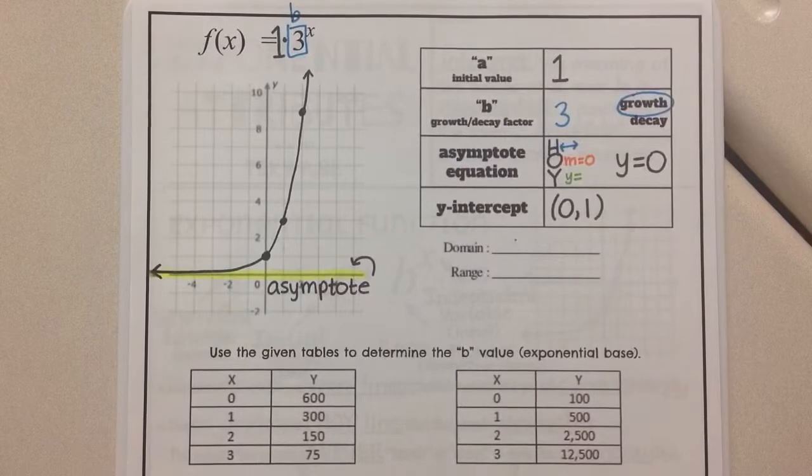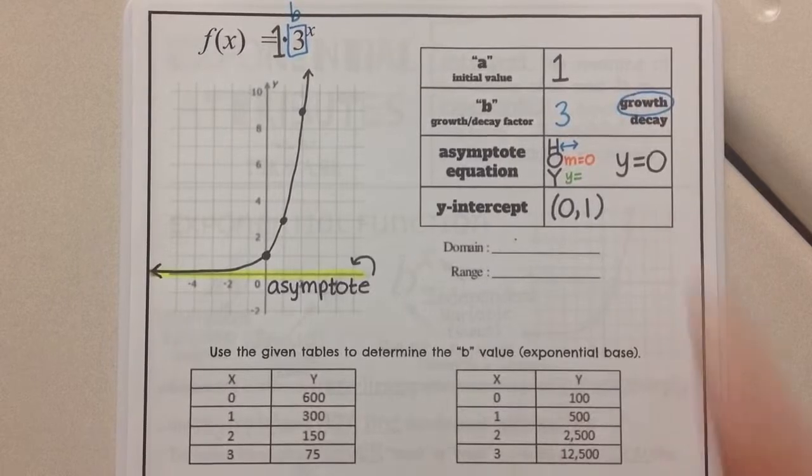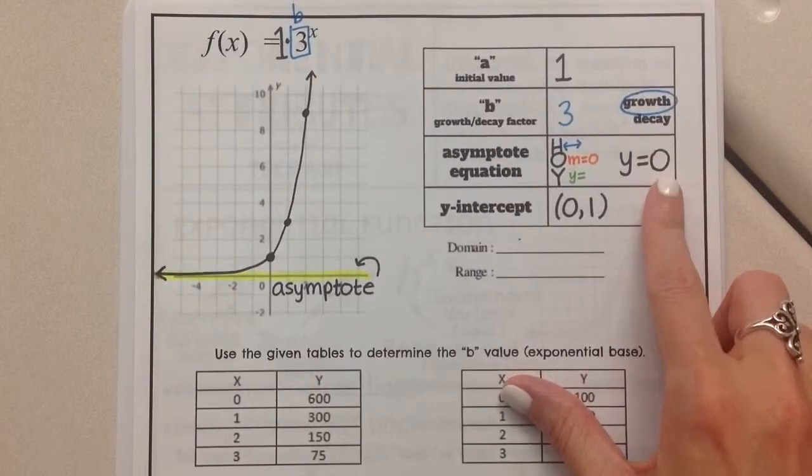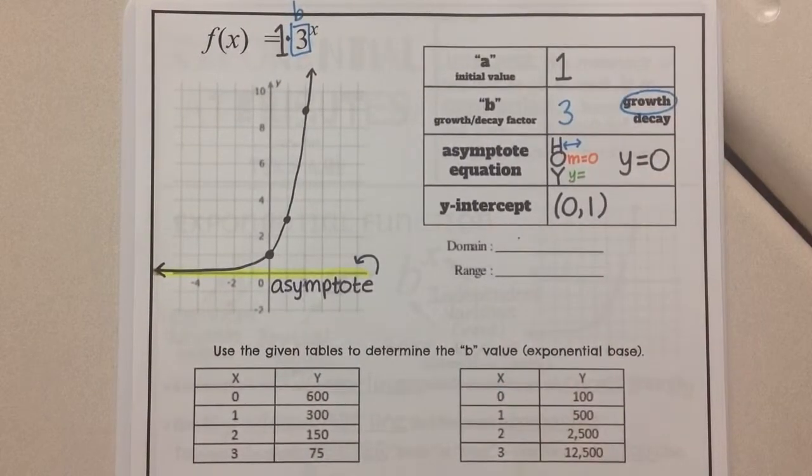Now please do not assume that the asymptote line is always the x-axis. You need to look at your exponential graph and see where is the y value that it's flattening out to. It is not always going to flatten out to 0. You need to look at your exponential function.